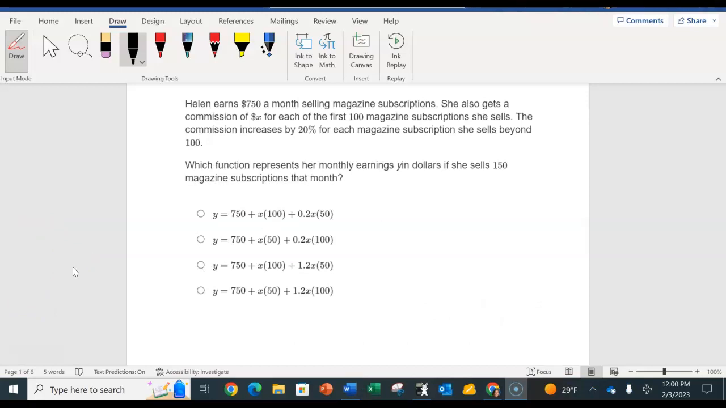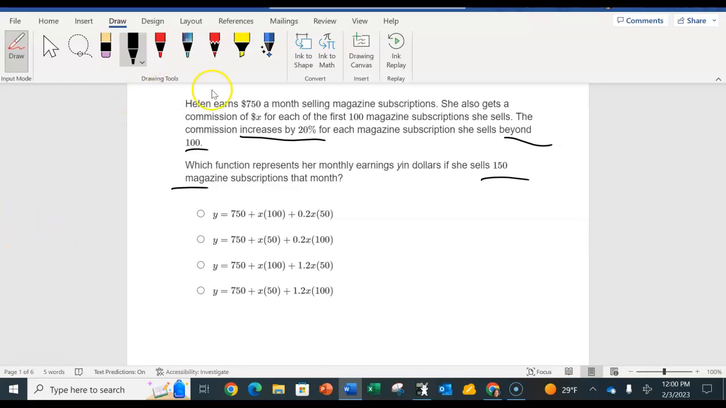All right, the next question says, Helen earns $750 a month selling magazine subscriptions. She also gets a commission of X dollars for each of the first 100 magazine subscriptions she sells. The commission increases by 20% for each magazine she sells above 100. Which function represents her monthly earnings, Y in dollars, if she sells 150 magazines that month?